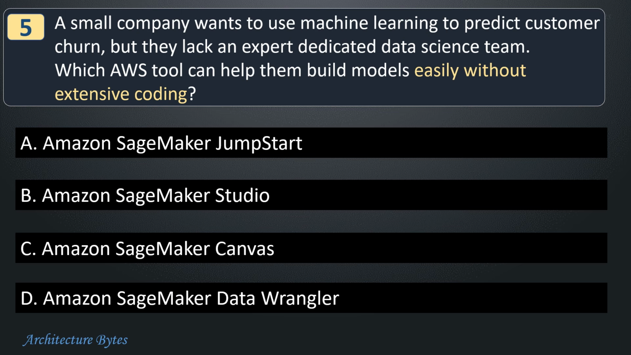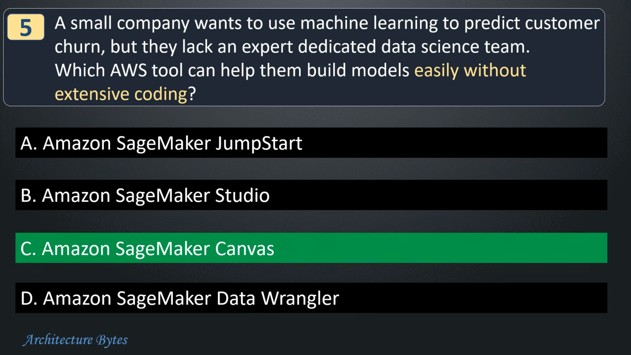A small company wants to use machine learning to predict customer churn, but they lack an expert, dedicated data science team. Which AWS tool can help them build models easily without extensive coding? Option A, Amazon SageMaker JumpStart, B, SageMaker Studio, C, SageMaker Canvas, or D, SageMaker Data Wrangler. Option C, SageMaker Canvas, is the right answer here.